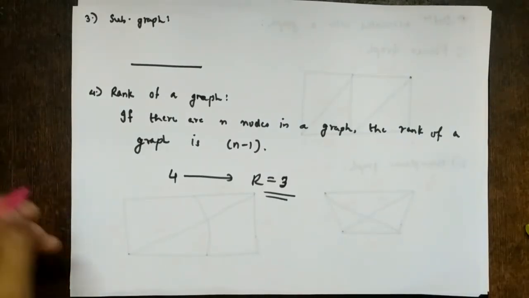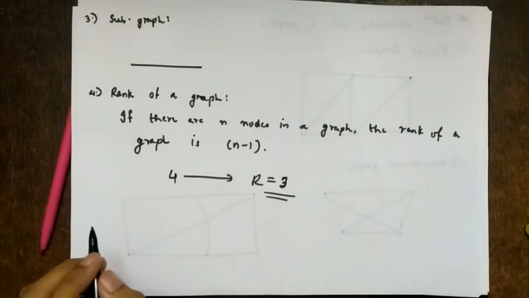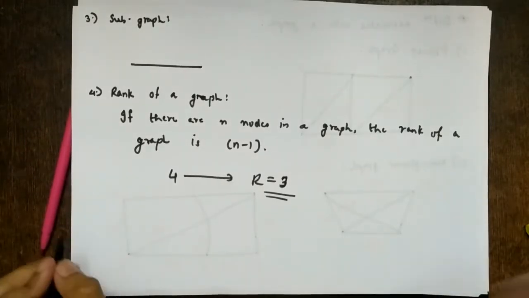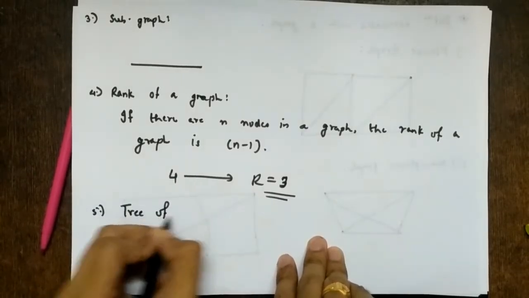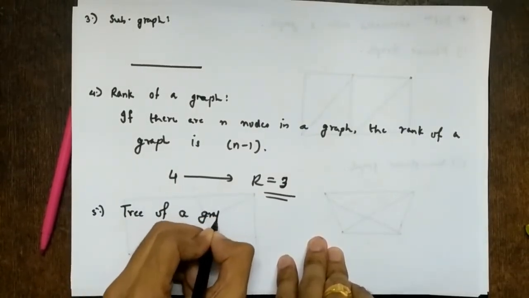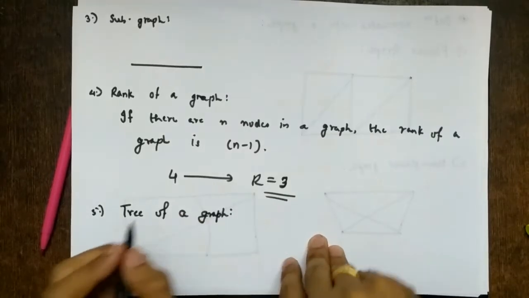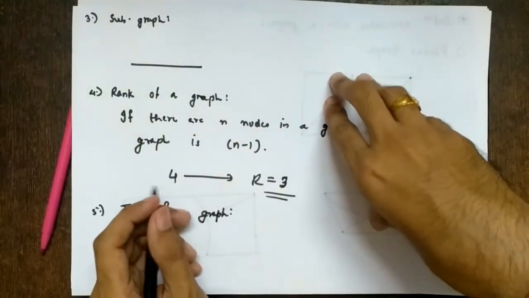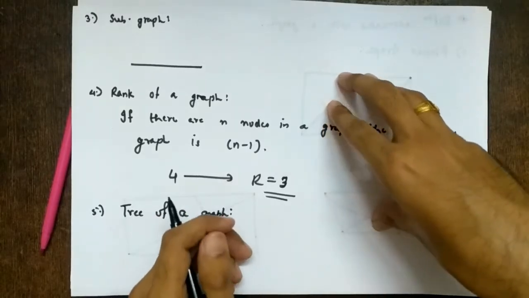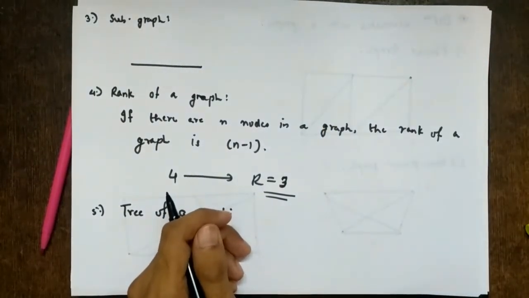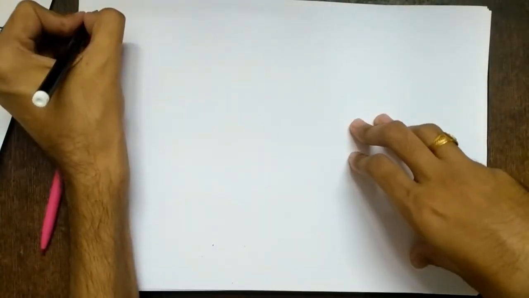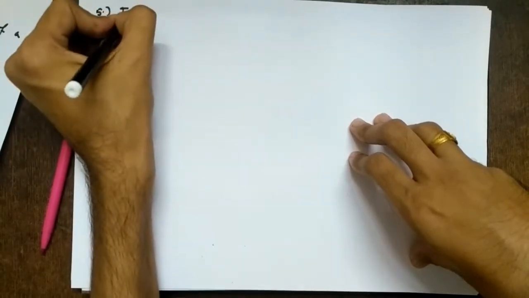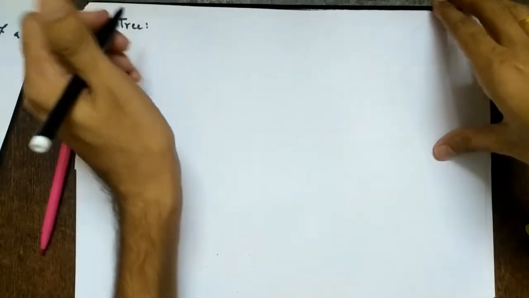So next we have tree of a graph. So next is tree of a graph. So what is tree of a graph? So I'll write the definition because it might be confusing for some. I'll take a new page. So it was number 5. So tree. So what is tree?